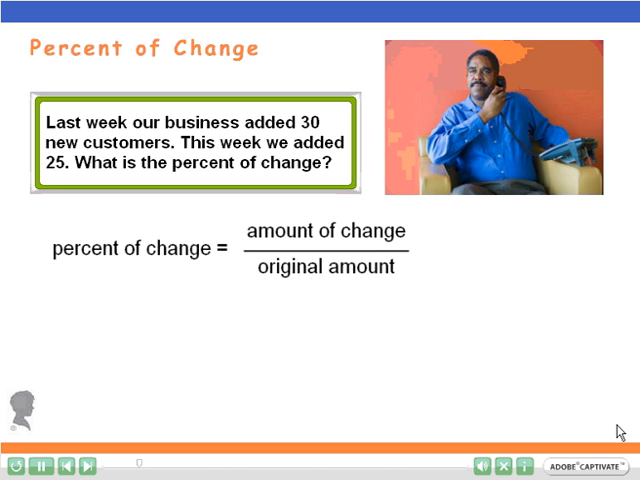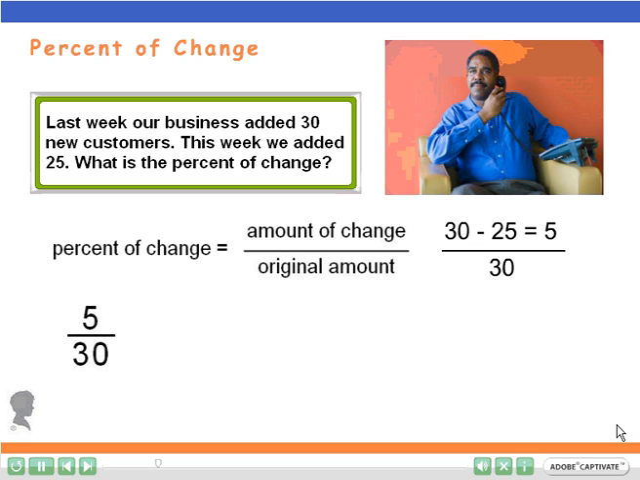The percent of change is found by first setting up a ratio, comparing the amount of change to the original amount. In this example, the amount of change is found by subtracting the two amounts, 30 minus 25. This gives us a difference of 5. This difference is placed in the numerator of the ratio, and the original amount, 30, is placed in the denominator of the ratio.